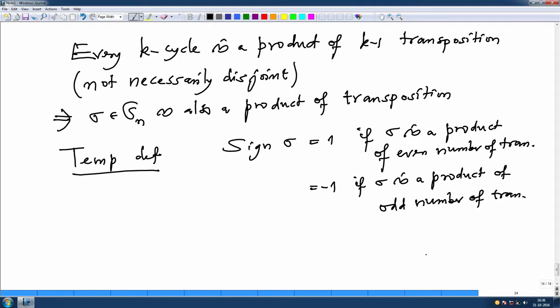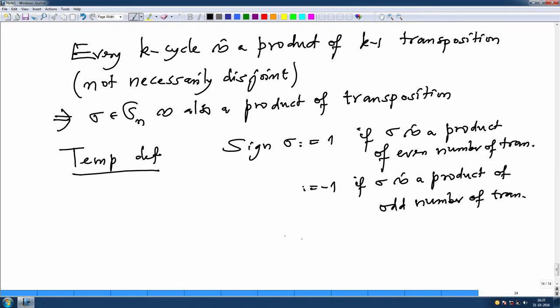Now we have to check that this definition makes sense. So that means what will we have to check? We will have to check that if somebody writes sigma as a product of an even number of transpositions and somebody else does it in some other way, then the number should not change from even to odd. That means the parity should be the same. Either do that, or define it in some other way and check this. I prefer to do it the other way. I will define sign canonically, and then we will check that this parity will remain the same.